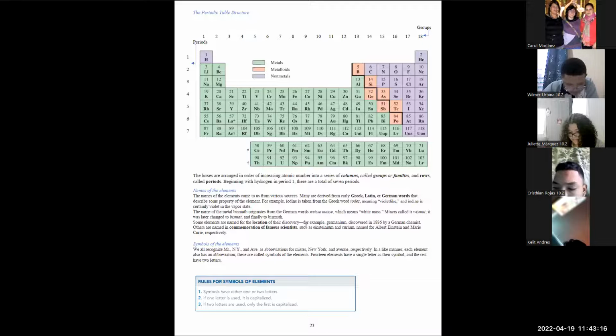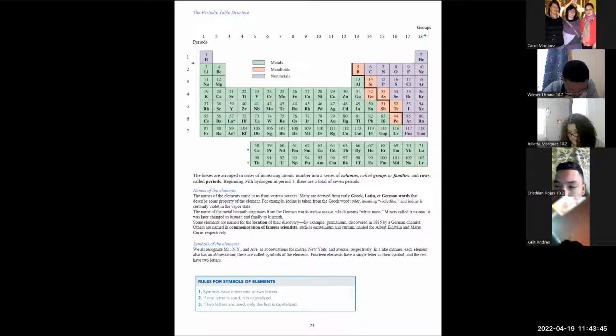Okay, so there are some rules for writing symbols of elements. That's why I mark it incorrect if you write it the incorrect way. For example, symbols have either one or two letters, no more than two letters. If one letter is used, it's always going to be a capital letter. If two letters are used, only the first one is a capital letter.